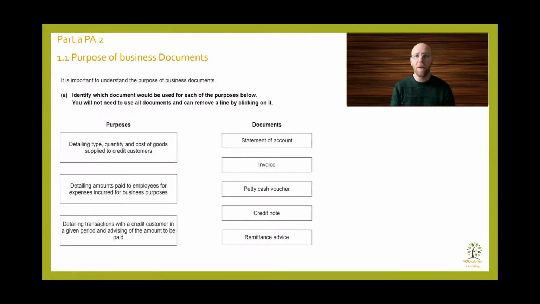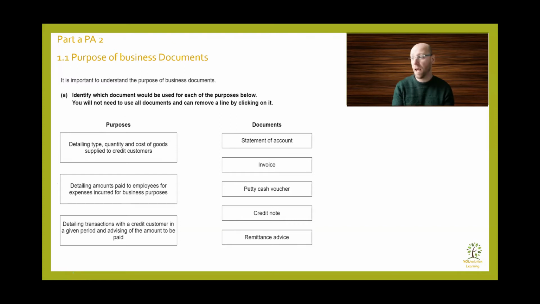Okay, so this task is looking at learning outcome 1.1, which is the purpose of business documents. Now the task tells us, it is important to understand the purpose of business documents. Absolutely, that is so the case. Identify which document should be used for each of the purposes below. You will not need to use all documents and can remove a line by clicking on it.